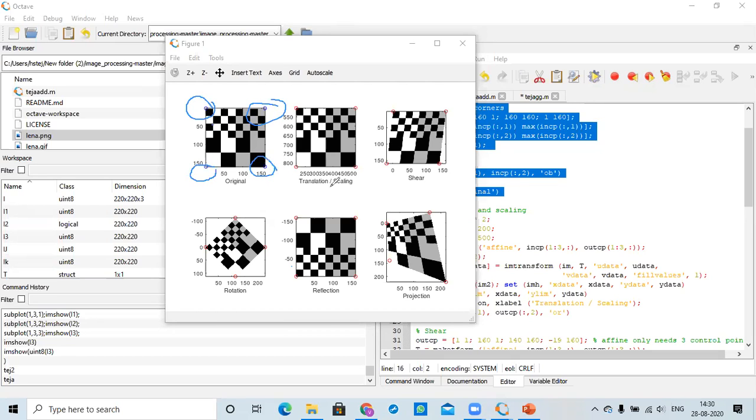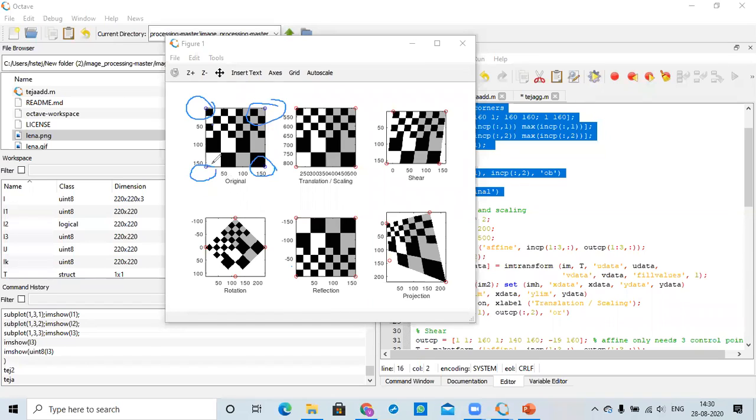The second one is translation. After translating, what happens to this image? Then shear, that shear means sideways, this side and that side. Then rotation. How much angle? We have to specify the angle by which the original image rotates.